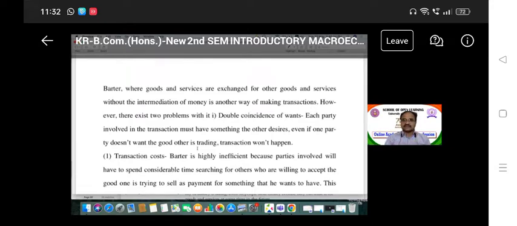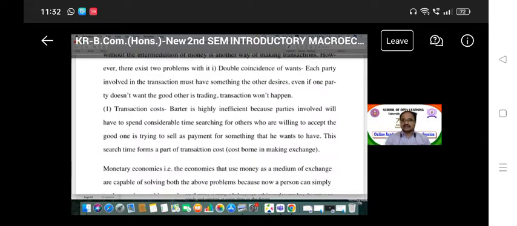In the barter system, there are two problems which we identified. The first is the double coincidence of wants. Each party involved in the transaction must have something the other desires. Suppose we exchange one good, your bread and my butter. But there is a double consideration of wants. You keep your transaction and I keep my transaction. So there is double counting. There is a problem with national income accounting, you can say. So it is not a way to realize what transactions were taking place.